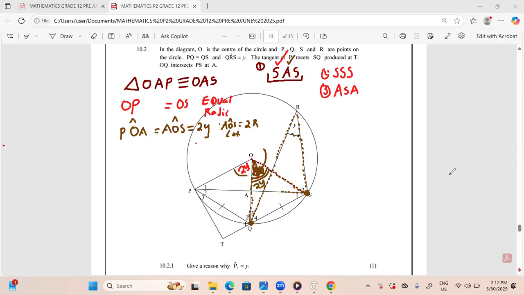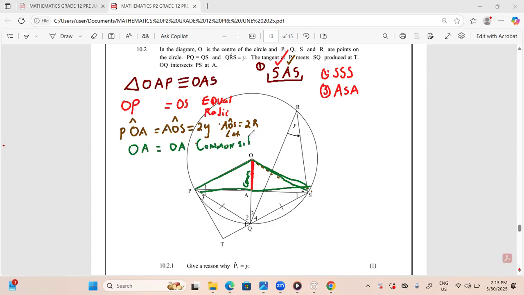Okay, guys. Now let's go back to those two triangles. Let me erase everything so that you can see. Remember, here there is a line which has been constructed. If you look at these two triangles, OA is common. So we say OA equals OA. This is a common side. It is a side which is found in both these two triangles.